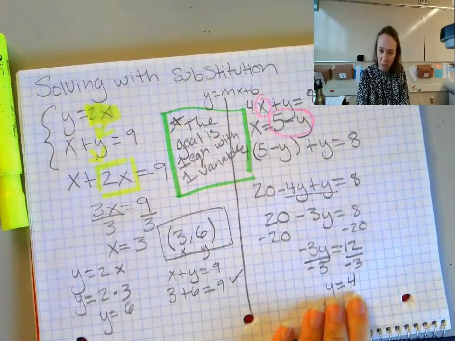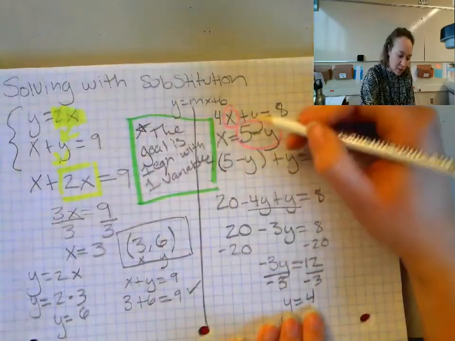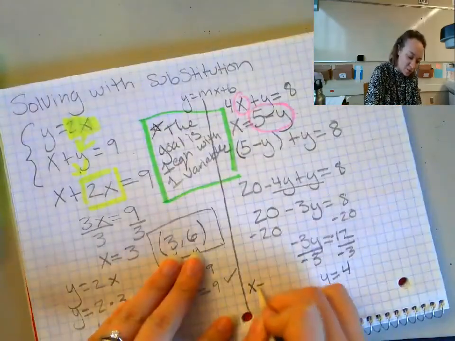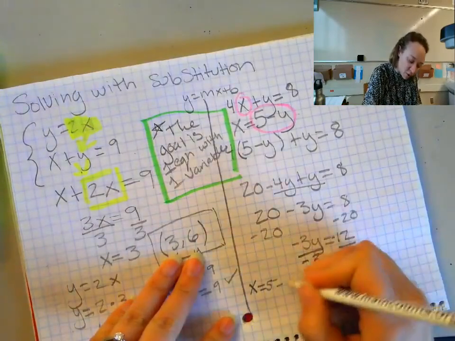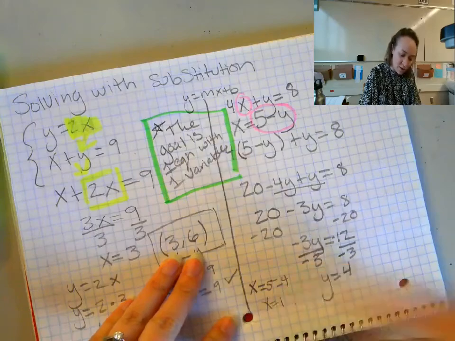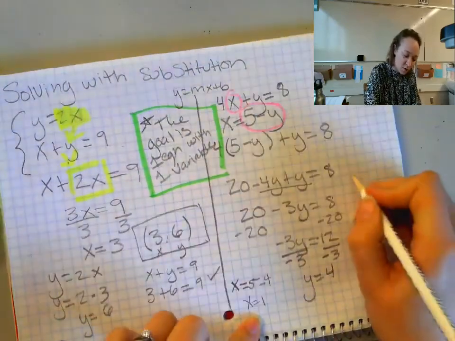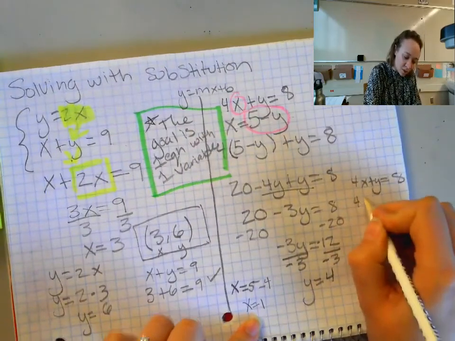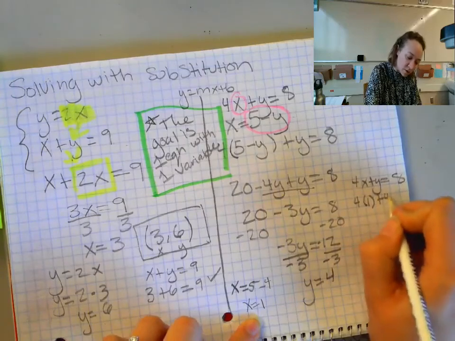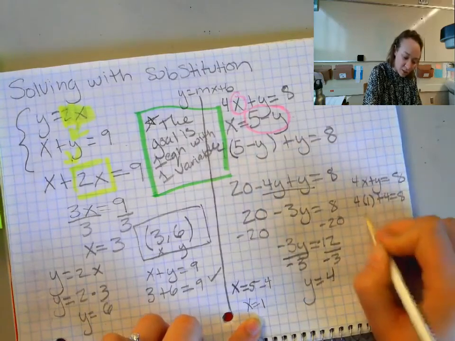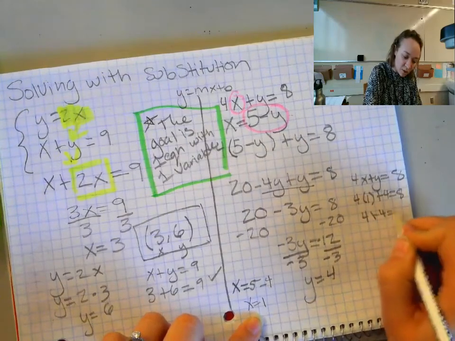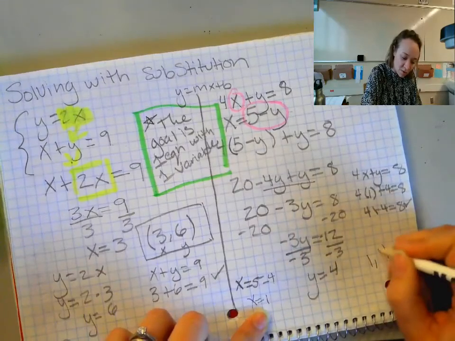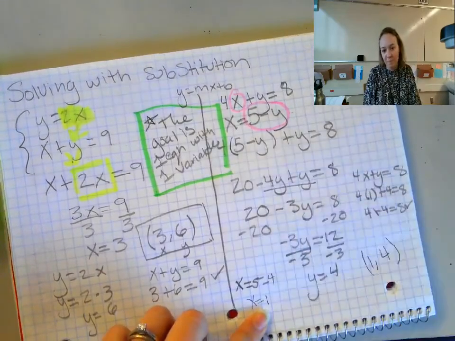I'm going to plug that in to one of these. I'll use the bottom one here. So x equals 5 minus 4. So x equals 1. And then I check my work. 4x plus y equals 8. 4 times 1 plus 4 equals 8. I can see right now that that is true because 4 plus 4 equals 8. Hooray! My answer is (1, 4), because that's my x, y.